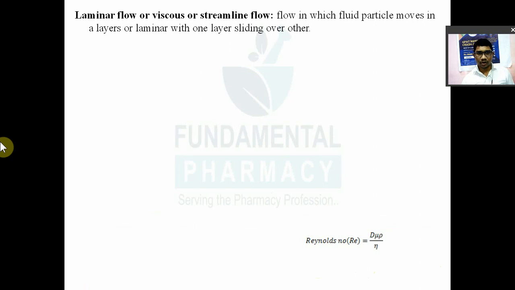When fluid flows in such a way that the fluid particles move in layers or lamina by sliding over one another, that is known as laminar flow or viscous flow.